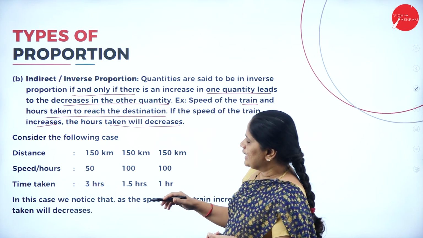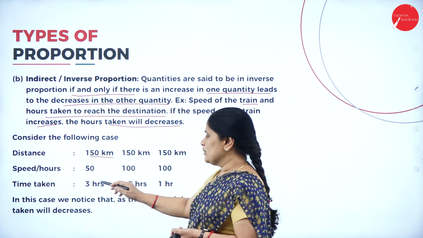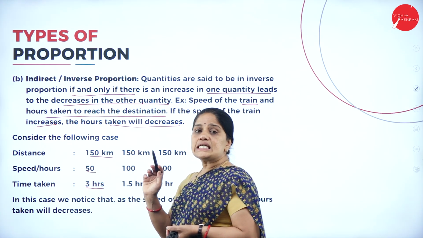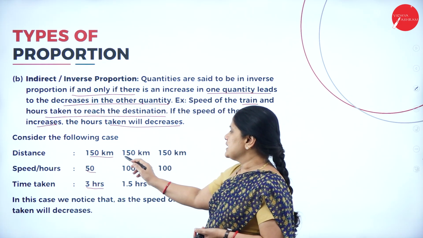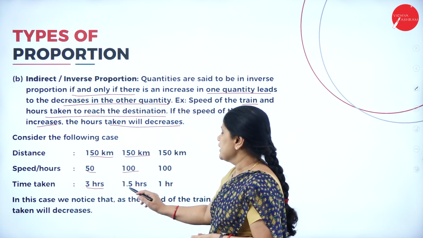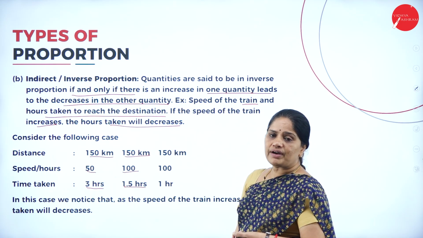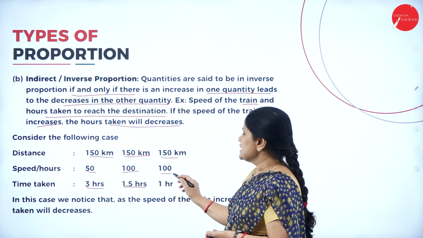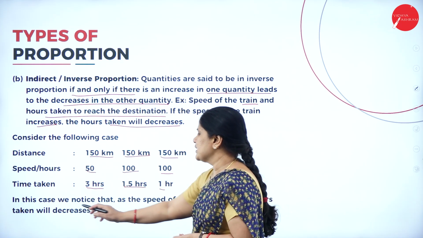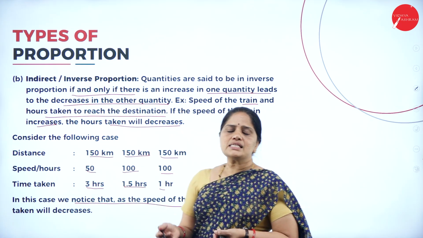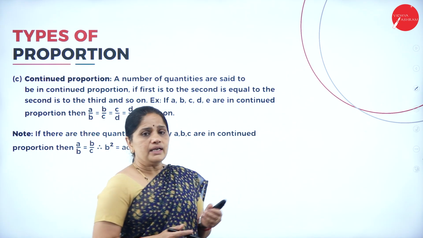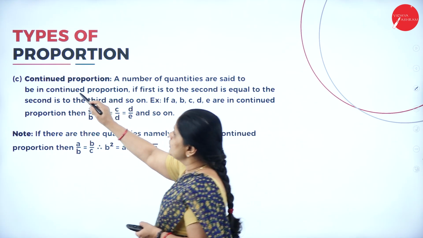So, consider the following. The distance is 150 kilometers. If you are going at 50 kilometers per hour, then the time taken is 3 hours. The distance remains the same, but if you are traveling at a speed of 100 kilometers per hour, then the time taken will be 1.5 hours. If the speed increases further, then we can travel it in 1 hour. So, in this case, we notice that as the speed of the train increases, the time taken decreases.